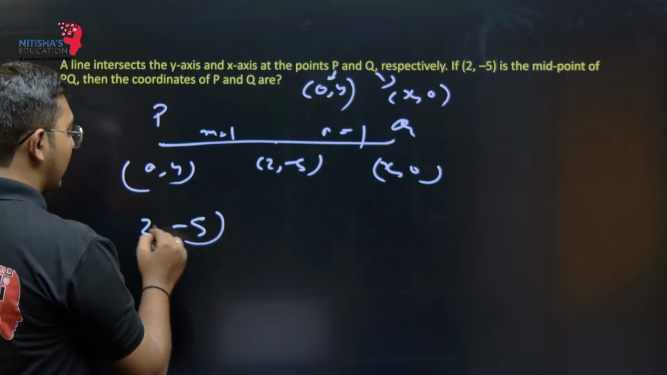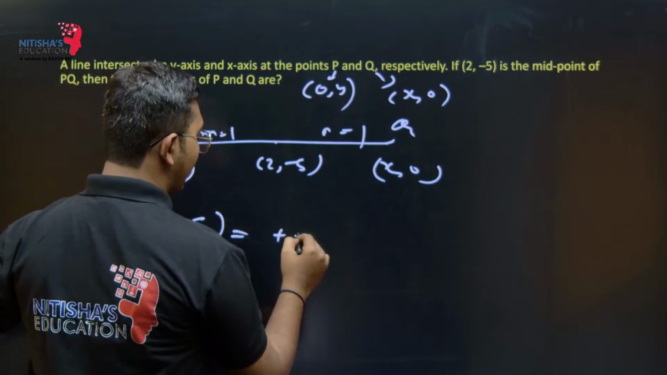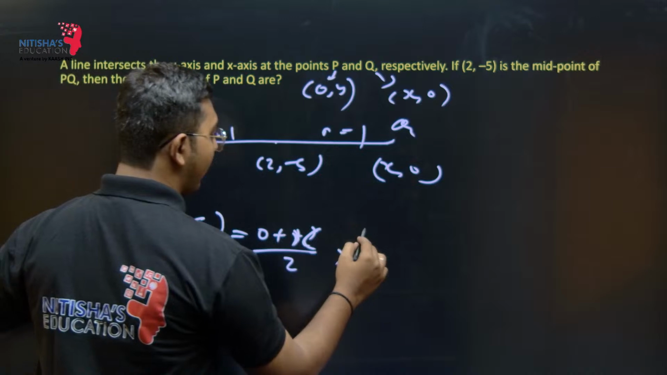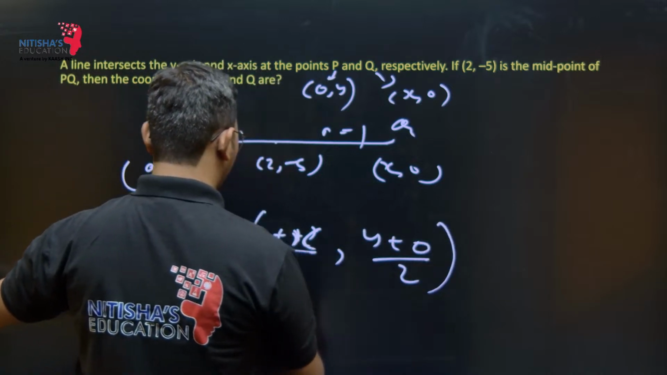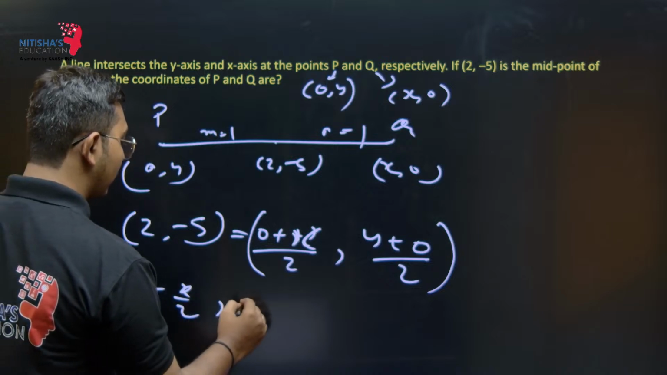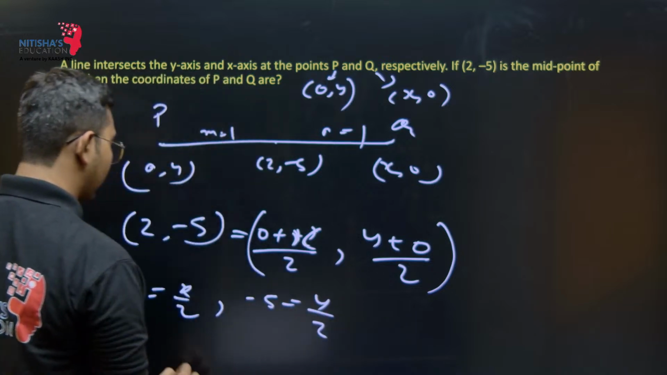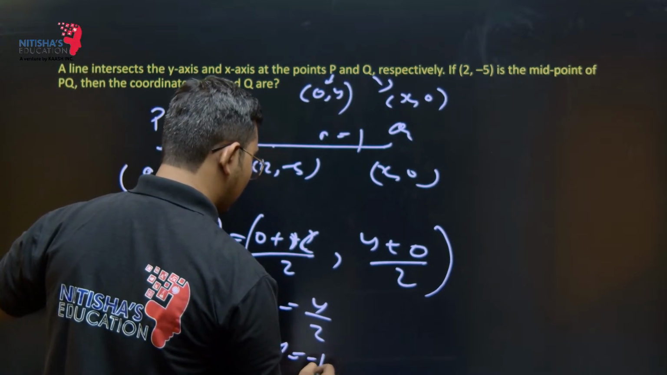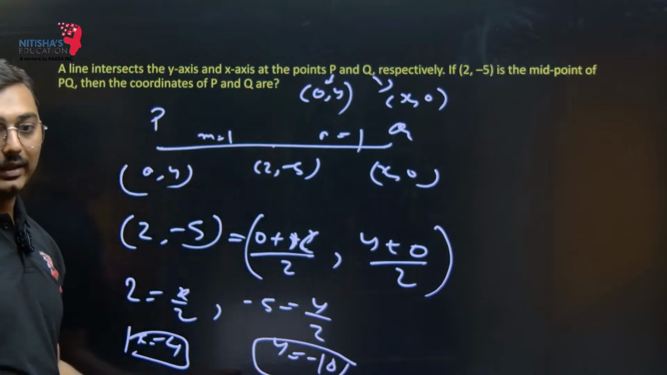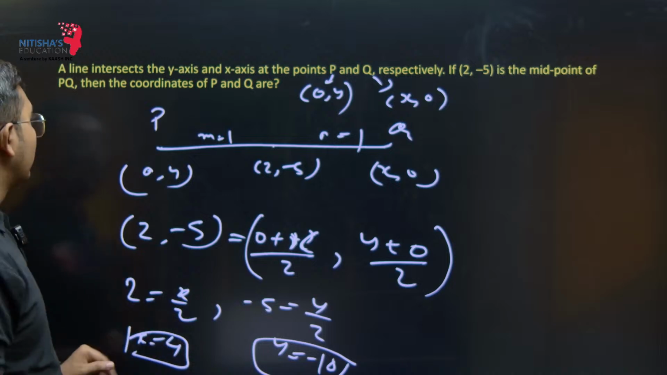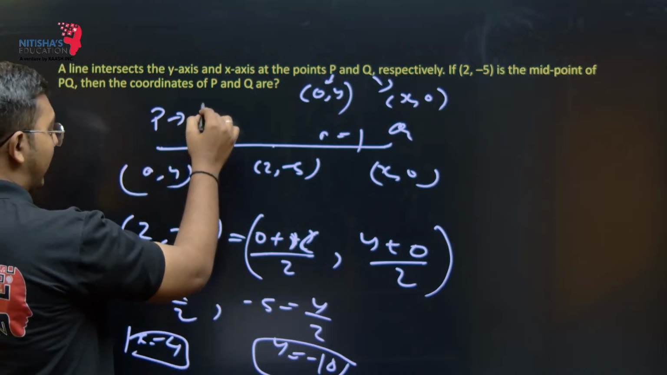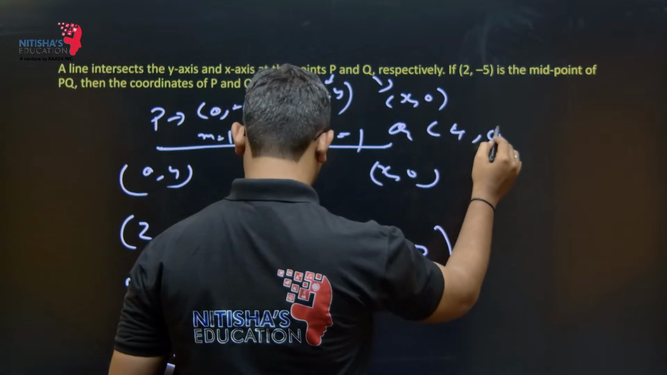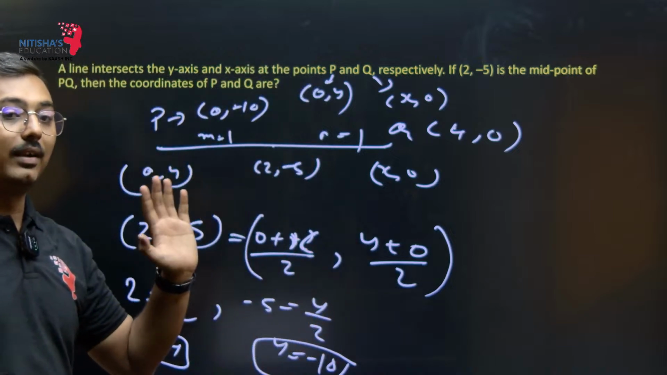2, minus 5 is equal to 0 plus x divided by 2, y plus 0 divided by 2. So 2 is equal to x by 2, minus 5 is equal to y by 2. So x is equal to 4 and y is equal to minus 10. Okay, here you will get the value of x and y. So what is P? P is nothing but 0, minus 10. Q is 4, 0. These are the coordinates of P and Q. Simple.